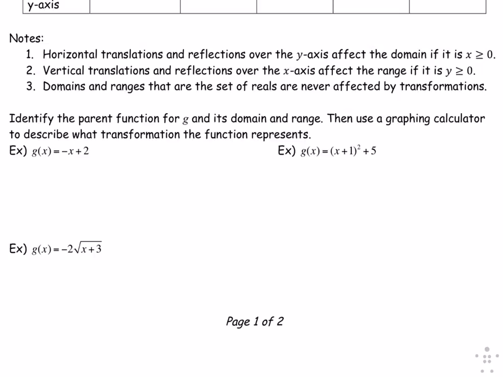So in our first 3 examples, we first identify the parent function, which we will often represent as just f of x or p of x, p for parent, and then the final transform function, we will often represent that using g. We'll also state its domain and range.